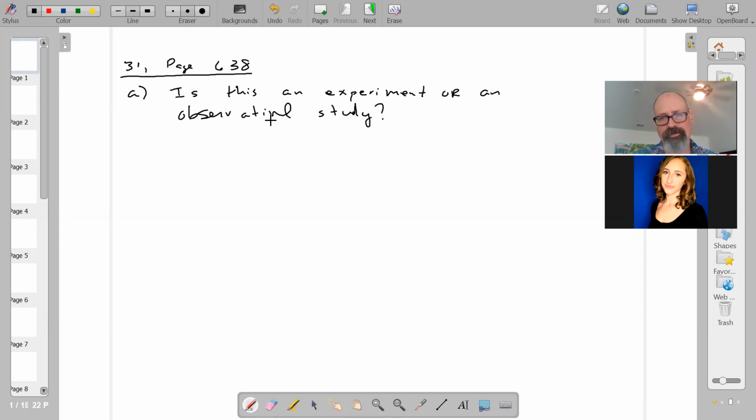So we'll write this down, but I'll put this to the group. What do you think? What do you think it actually was on the basis of how the problem is stated? Do you think you're looking at an experiment or an observational study?